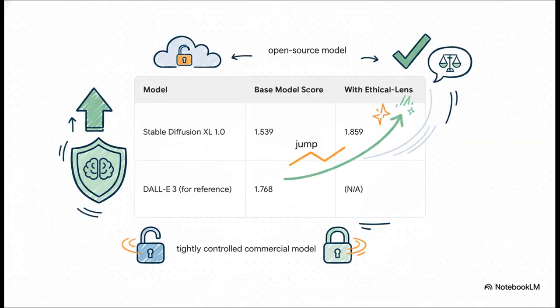Okay, let's talk numbers. The researchers used something called a toxicity score. All you need to know is a higher score is better. It means safer content. The standard open source stable diffusion model scored about a 1.5. But with the ethical lens added, that score jumped up to over 1.8. Now get this, that actually makes it even safer than the big, tightly controlled commercial model, DALL-E 3.